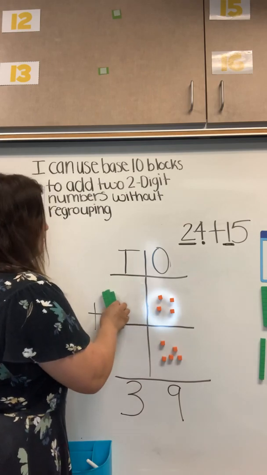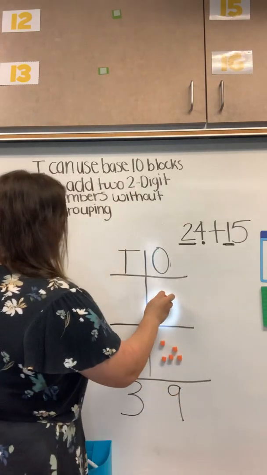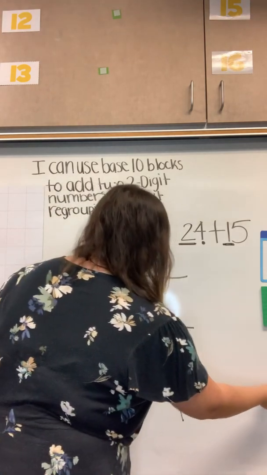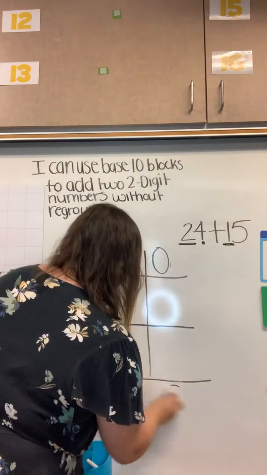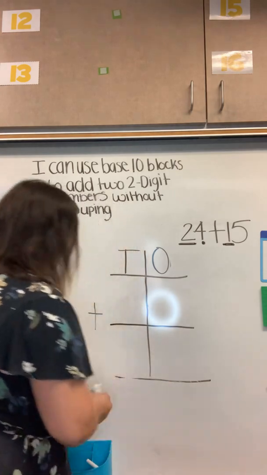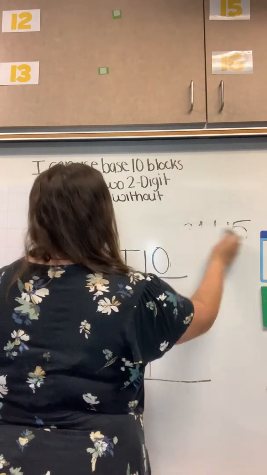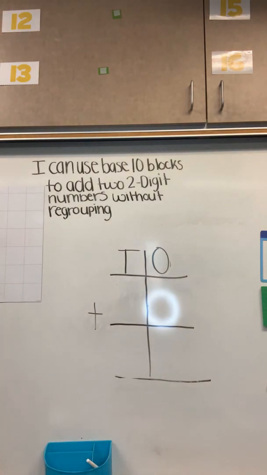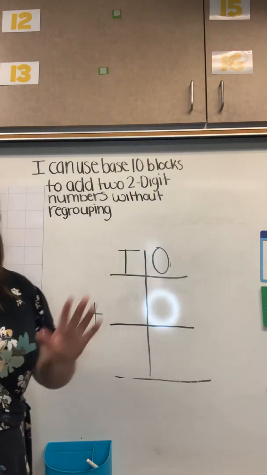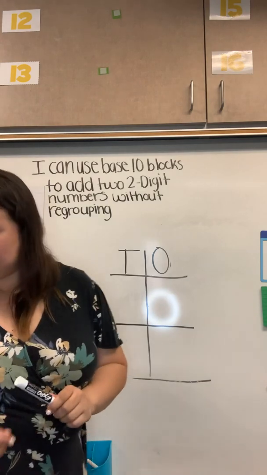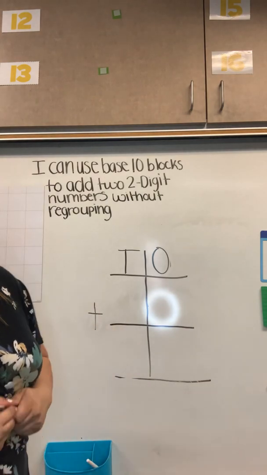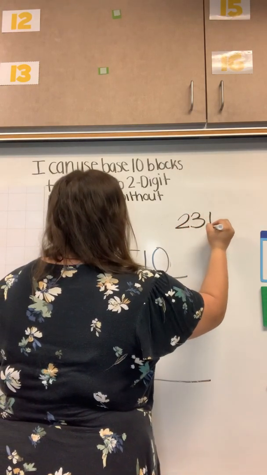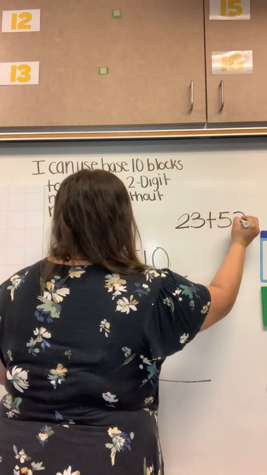Now I'm going to clear this, and we're going to go over some problems from our homework. I'm going to go over 3 problems from the top row of our homework. So our first one is 23 plus 53.